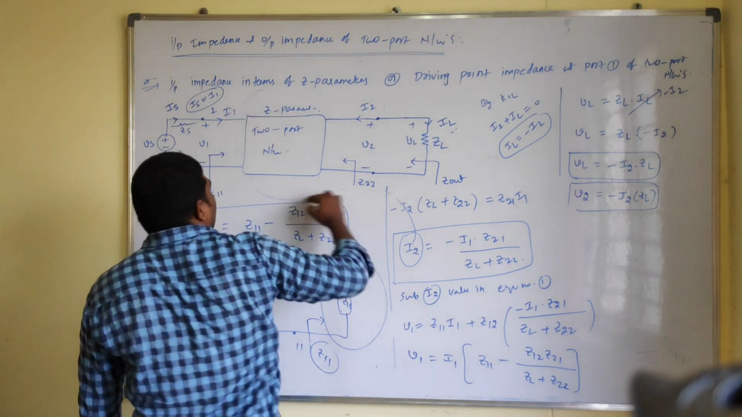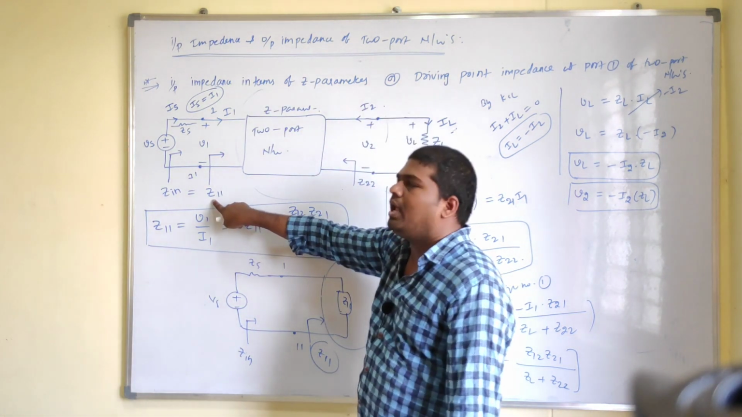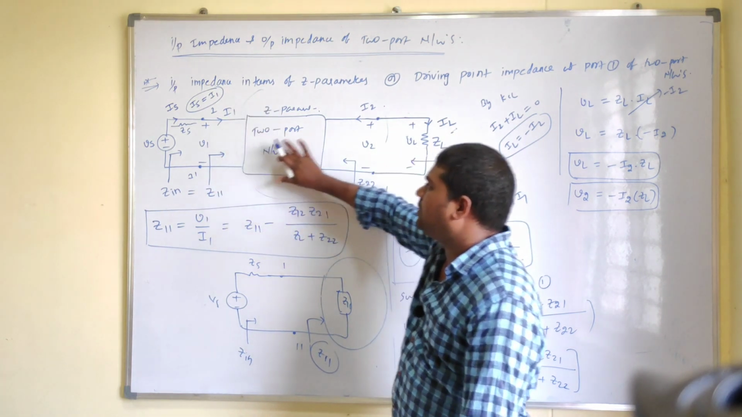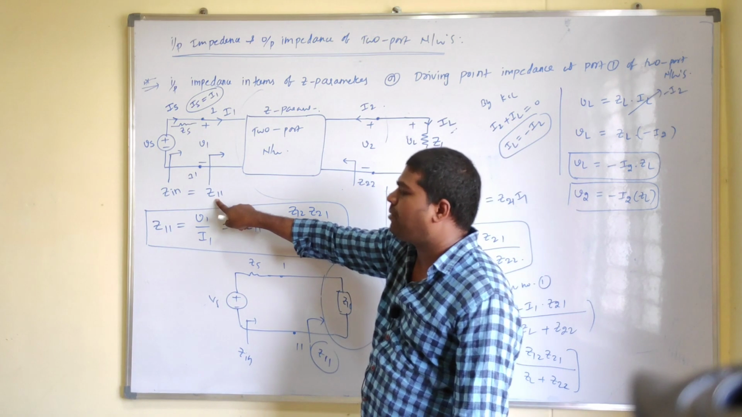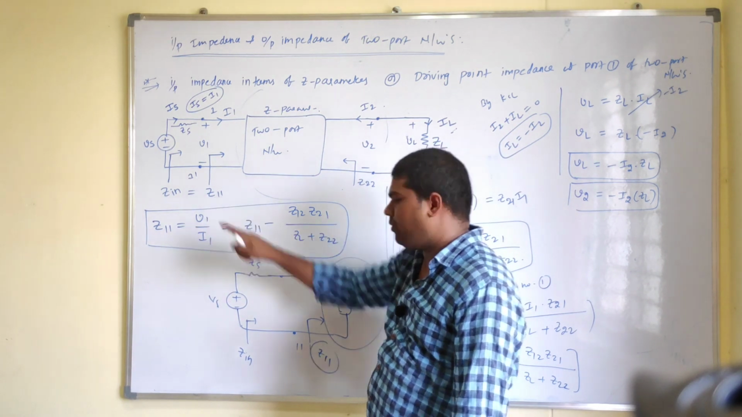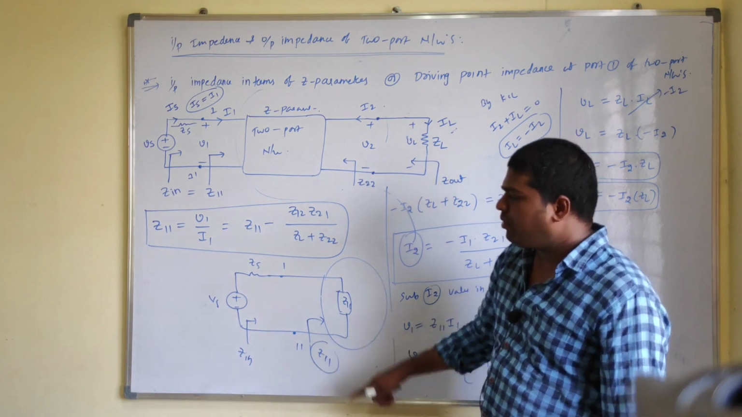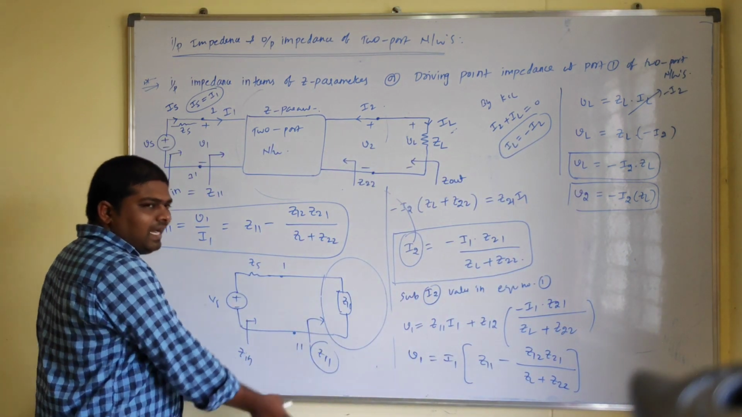Up to this portion, you already calculated the input impedance, which equals Z11. So you can remove that circuit and replace it with the equivalent impedance, otherwise the input impedance Z11. Just here I am adding Z11 as a resistance. Now you want to calculate the input impedance for this entire network.